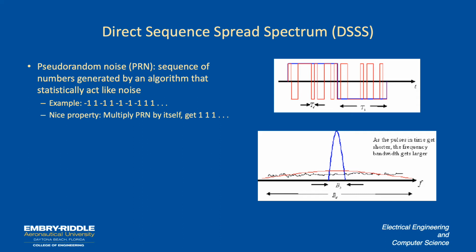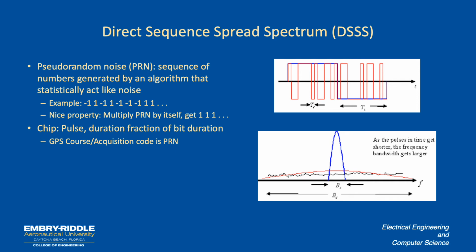But if we could get that random noise sequence back, then we can multiply it and it'll just go away and we're left with the original bit message. So these faster signals here are called chips. They're a pulse. They're a fraction of the bit duration. So the chip duration is smaller. The chip rate is higher.